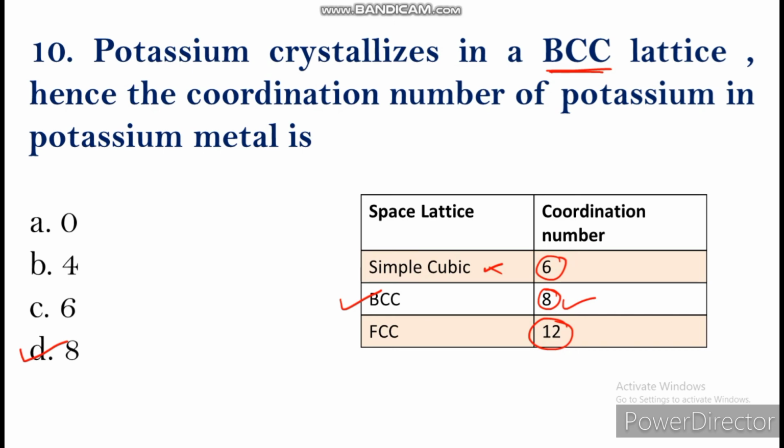Now these are the 10 MCQs based on solid state. We will continue with the MCQs in the next part based on the solid state chapter.